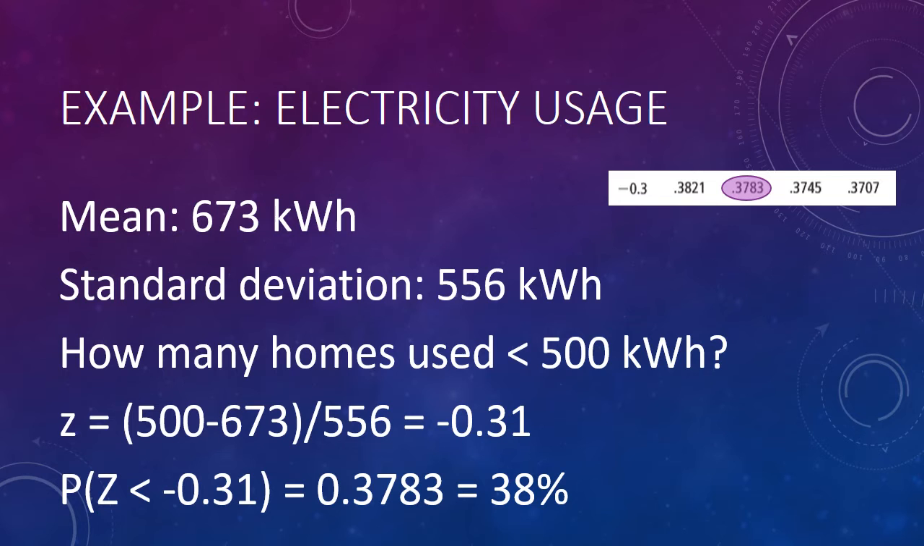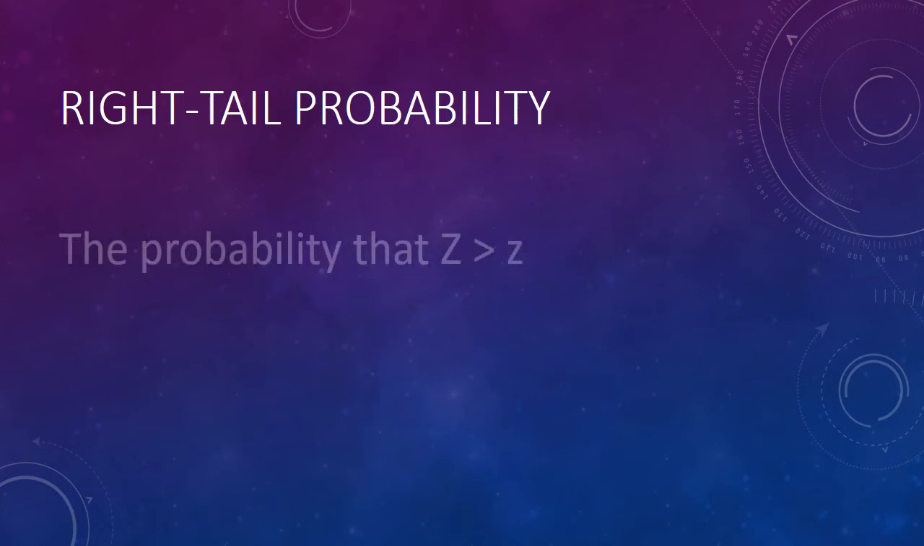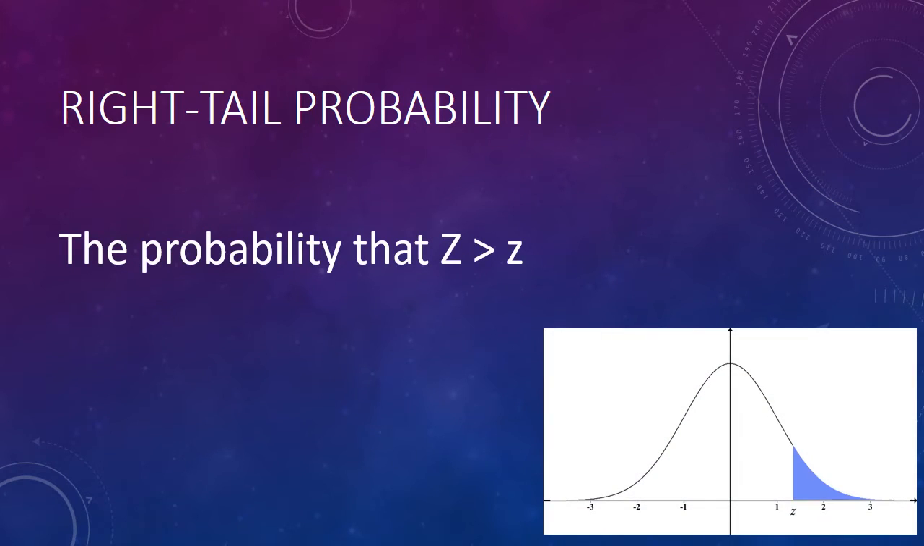Next, instead of talking about left tail probabilities, we can talk about right tail probabilities. This is the probability that a normally distributed variable z is greater than some value, little z. So it's the probability that z is any of these values that's greater than little z, here on the right. Now we know that the whole distribution has to add up to 1, so that's the area under the entire curve. But the table only shows left tail probabilities.